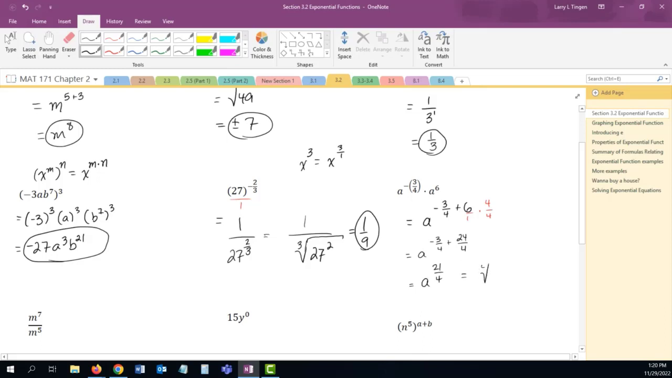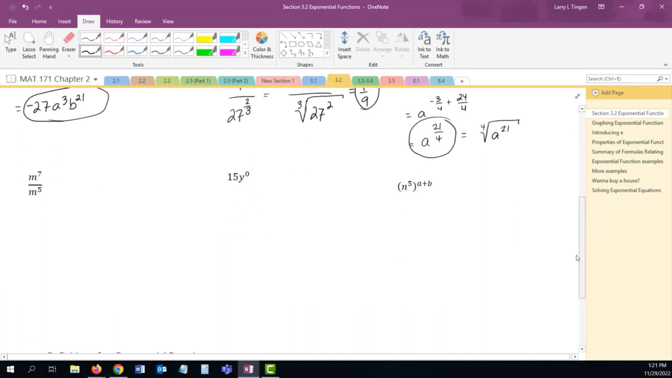This is also the 4th root of a to the 21st, but I have a feeling that's where you're going to want to stop. Okay, but they both mean the same thing. All right, really just working on driving that point home. That denominator of a fractional power is the index of the root. Last 3, haven't seen this one yet. When you have division with the same base, it is subtraction of powers.